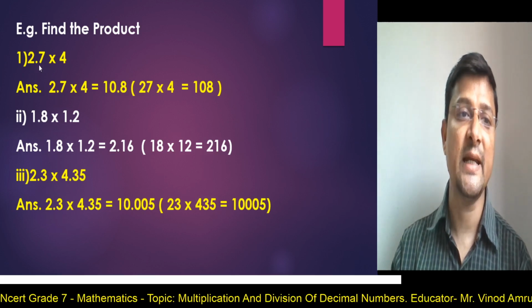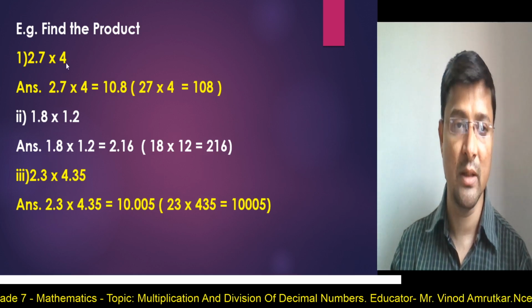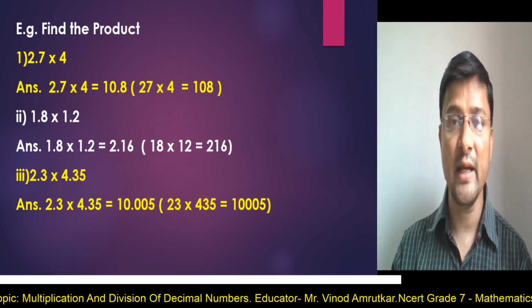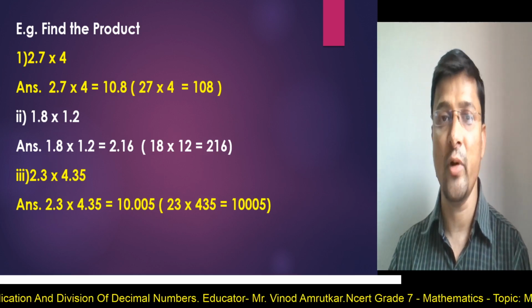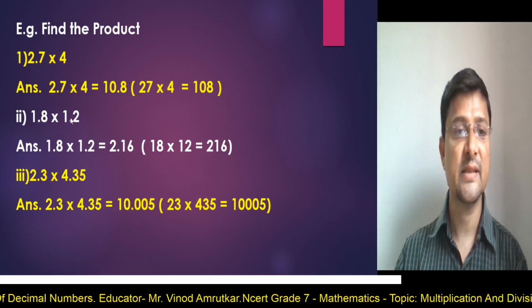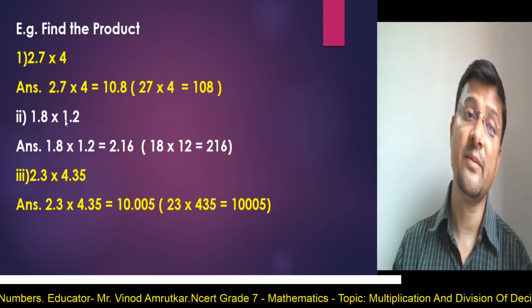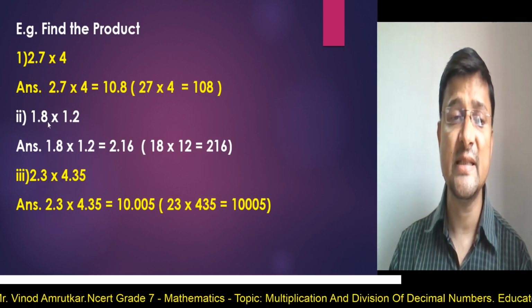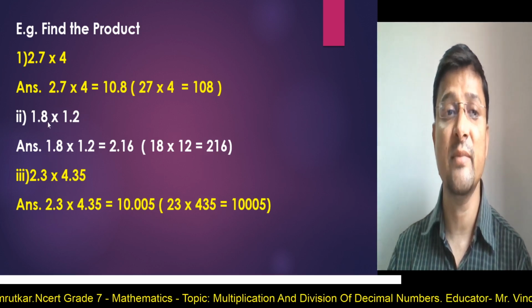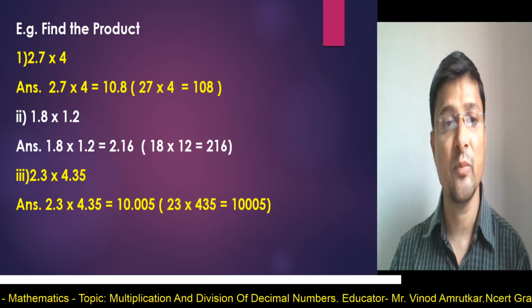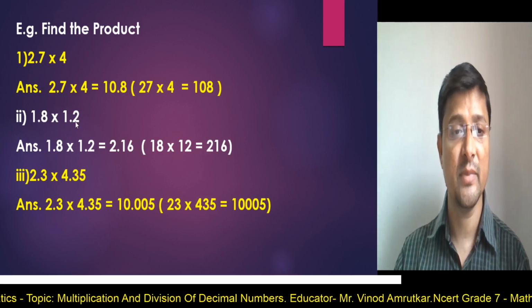Okay, so students, remember this thing. Whenever you multiply a decimal number by a whole number, then multiply them as whole numbers, and then put the decimal point by checking the number of digits. Second example, 1.8 multiplied by 1.2. Now in the second example, this is the multiplication of one decimal with another decimal, because 1.8 and 1.2 both are decimal numbers.